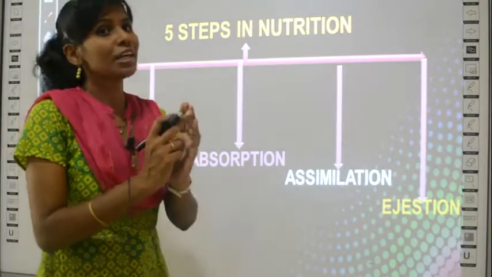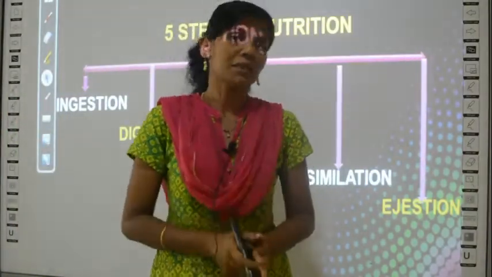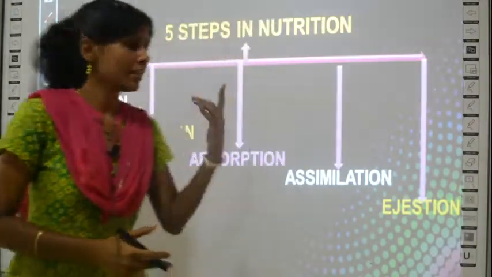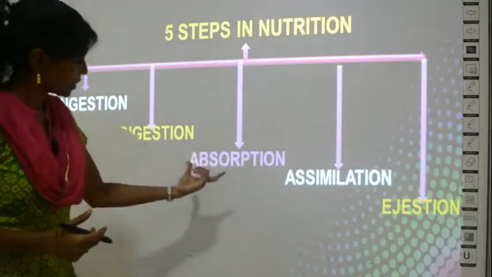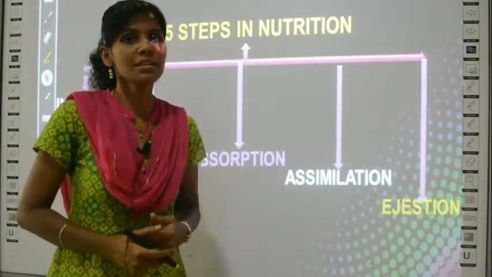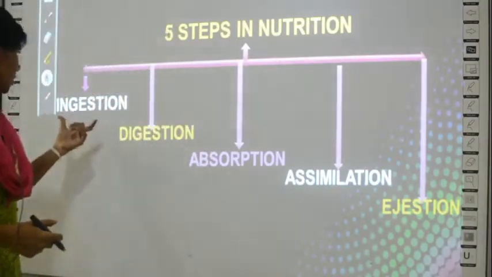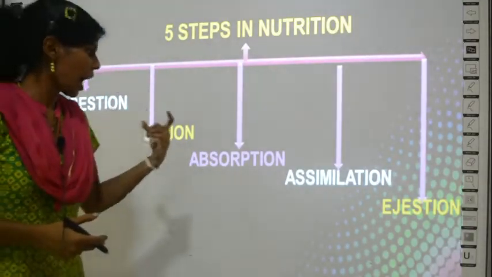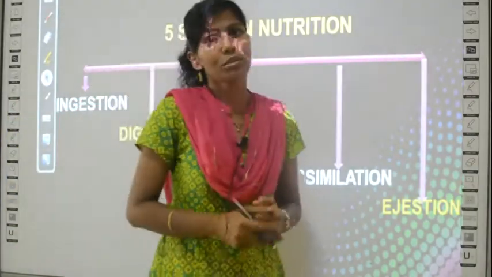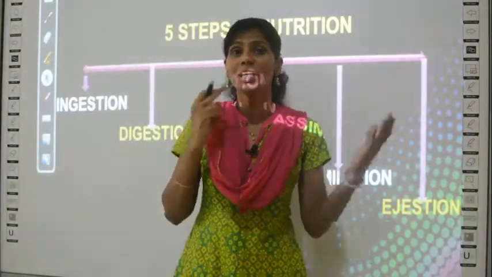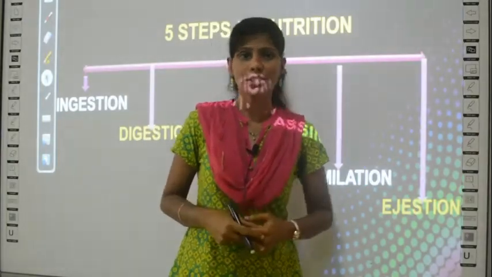There are 5 steps in nutrition. How many? There are 5 steps in nutrition. What are they? They are called ingestion, digestion, absorption, assimilation and egestion. So what are the 5 steps? Ingestion, digestion, absorption, assimilation and egestion. So full of shuns, right? You need to remember these 5 terms and then learn what these 5 terms are.